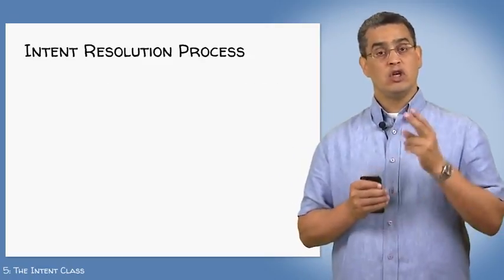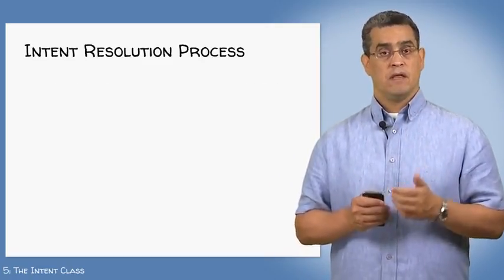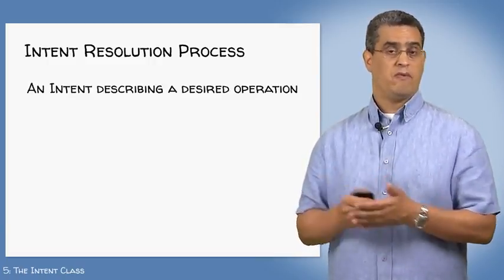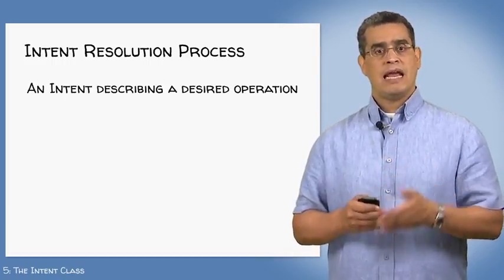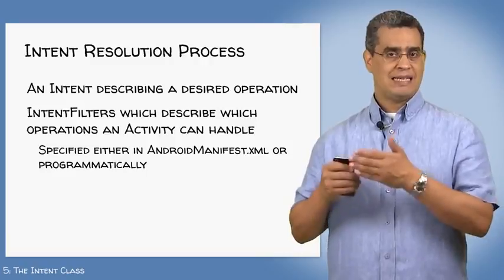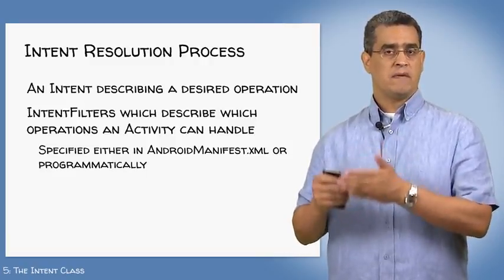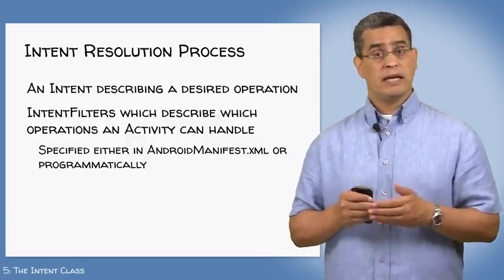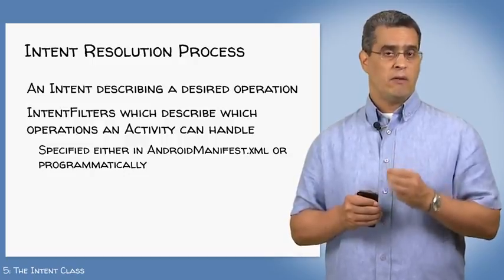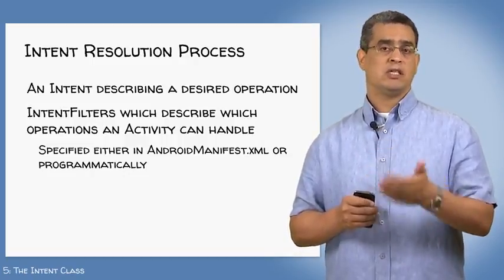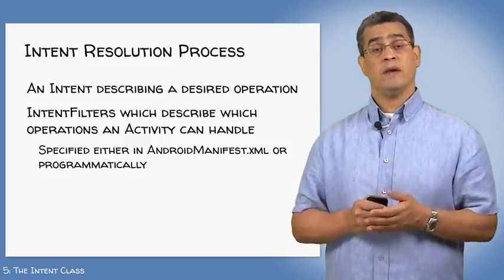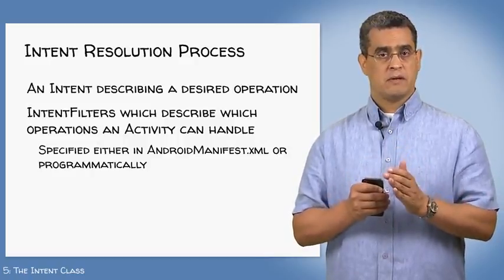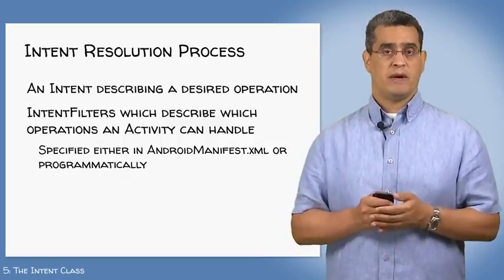Intent resolution relies on two kinds of information. First, there's the intent that the calling activity created to describe the operation that it wants to be performed. And second, individual Android activities specify intent filters, which describe the kinds of operations or intents that they can handle. This information is usually placed in the AndroidManifest.xml file for the applications to which these activities belong. At runtime, when the startActivity method is actually called, Android will try to match the intent with the intent filters that it knows about.